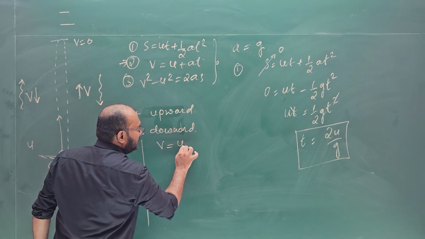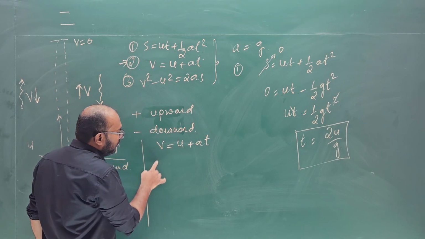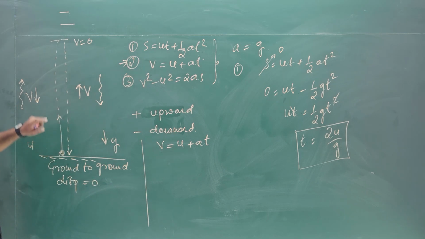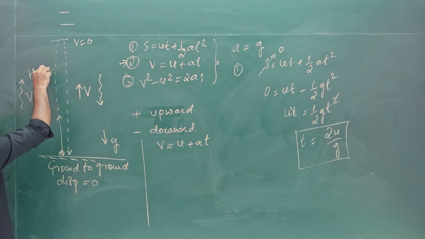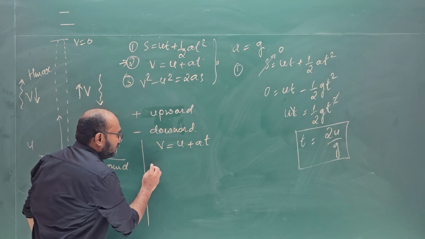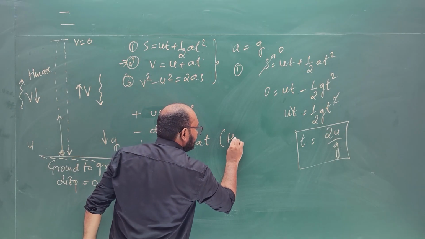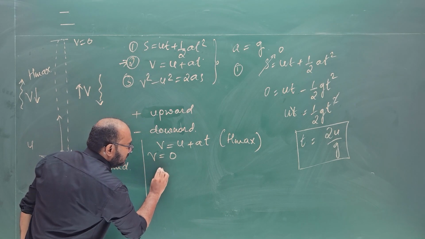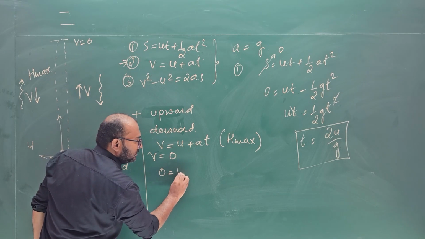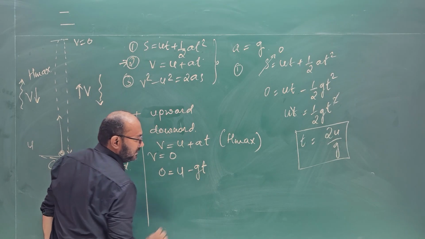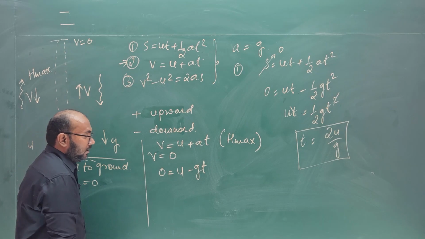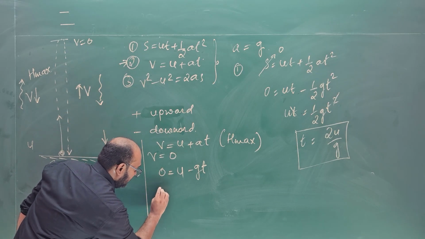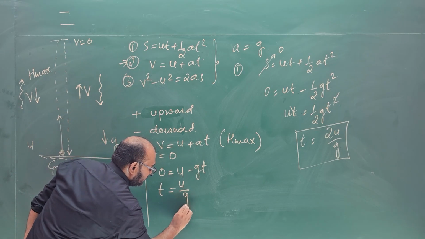V is equal to u plus at. What is the final velocity at h max? And this particular height is called what? H max. Now, at h max, what is the velocity? 0. If I say 0 is the velocity at h max, v is what? 0. So 0 is equal to u minus gt. Can I write like this? Or can I also write like this? T is nothing but u upon g.